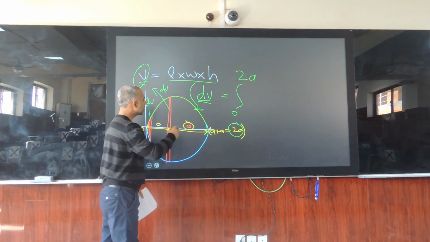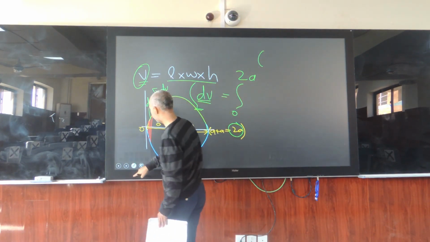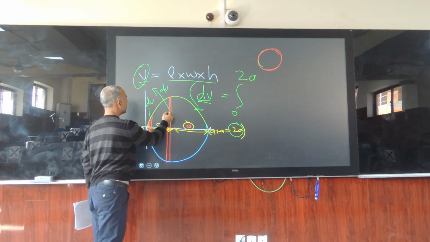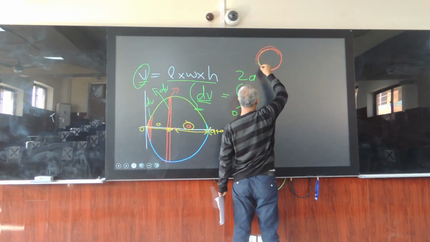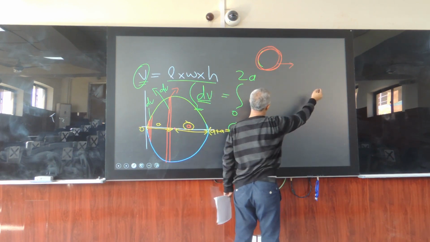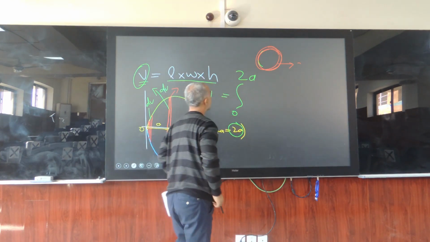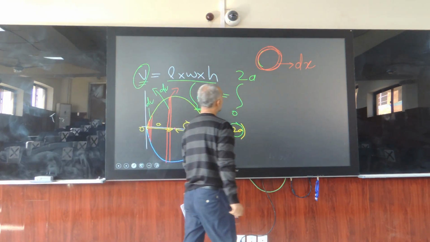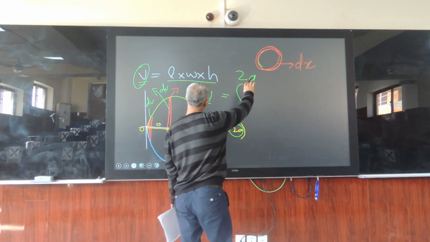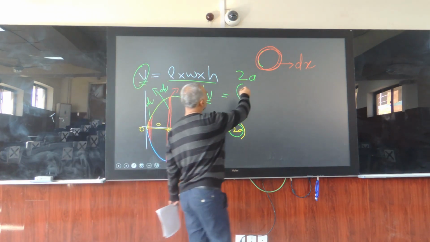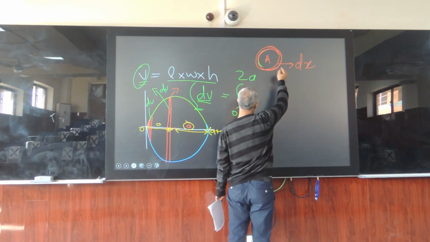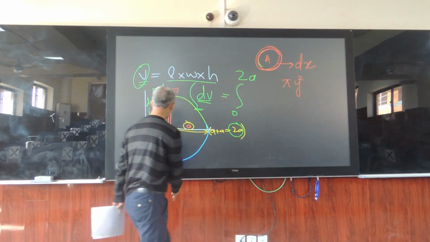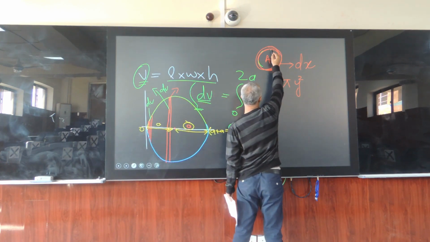Here we can see this is the side view of one slice. This represents the thickness of each slice, the third dimension. The area of this circular face can be represented by y square. Why? Because we are talking about its height.